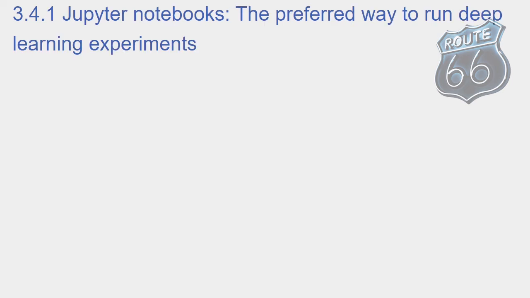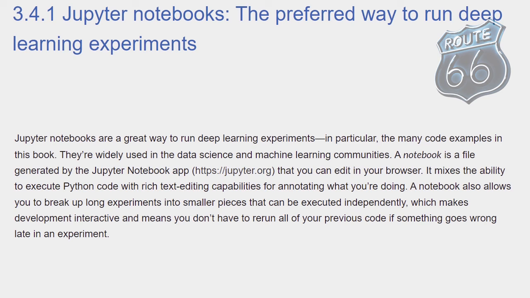Section 3.4.1. Jupyter Notebooks, the preferred way to run deep learning experiments. Jupyter Notebooks are a great way to run deep learning experiments, in particular, the many code examples in this book. They're widely used in the data science and machine learning communities. A notebook is a file generated by the Jupyter Notebook app, found at jupyter.org, that you can edit in your browser. It mixes the ability to execute Python code with rich text editing capabilities for annotating what you're doing.